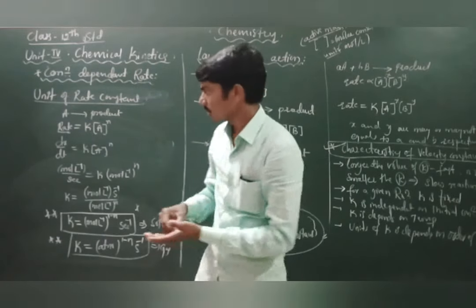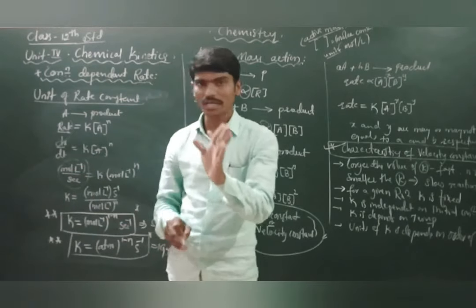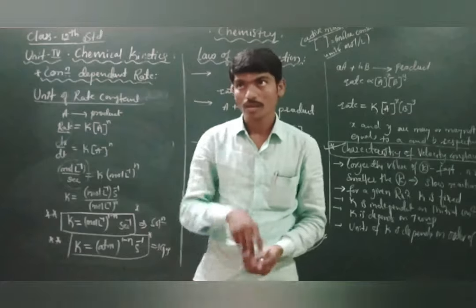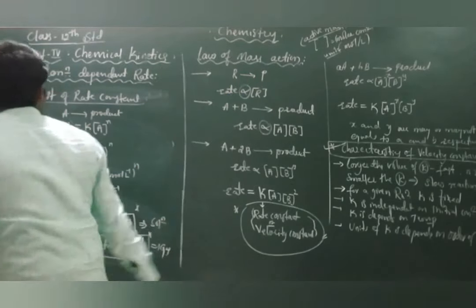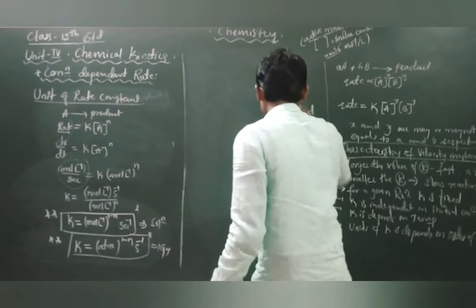Rate of a reaction, ये देखिए rate of reaction यूनिट क्या है? फिक्स्ड है, मोल्स पर लीटर पर सेकेंड. लेकिन यूनिट ऑफ रेट कांस्टेंट क्या है? वो वेरिएबल है. टेक द नेक्स्ट हेडिंग, डिफरेंस बिटवीन रेट कांस्टेंट एंड रेट ऑफ रिएक्शन.